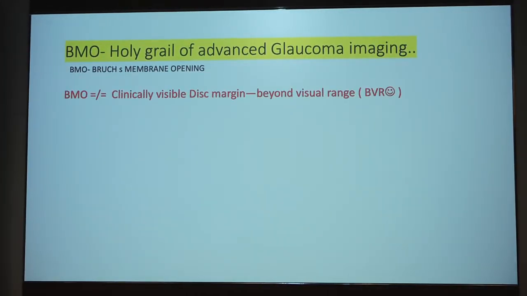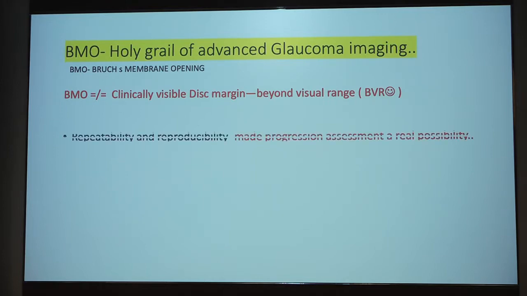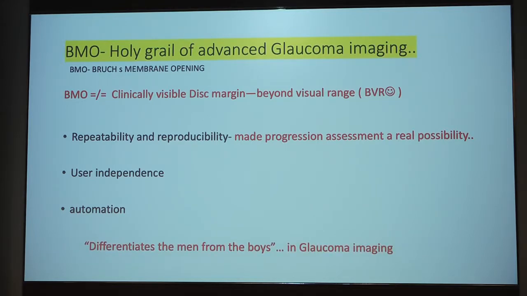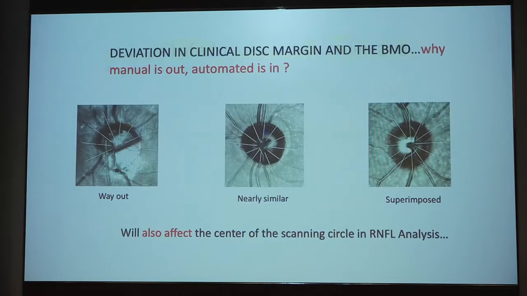So it's not clinically visible, it's BVR, like the BVR missiles. You don't see it at all, and the machine fires it for you. What it gives you is the repeatability and reproducibility, because of which it has made progression assessment a real possibility. It is user independent and it is automated. So all these make it a reliable tool for minimizing the test-retest variability, and this really differentiates the men from the boys in glaucoma imaging.